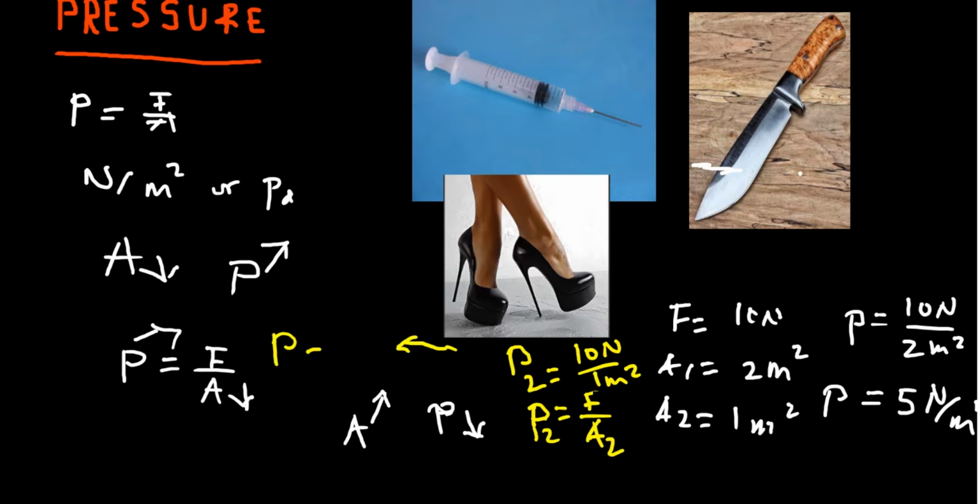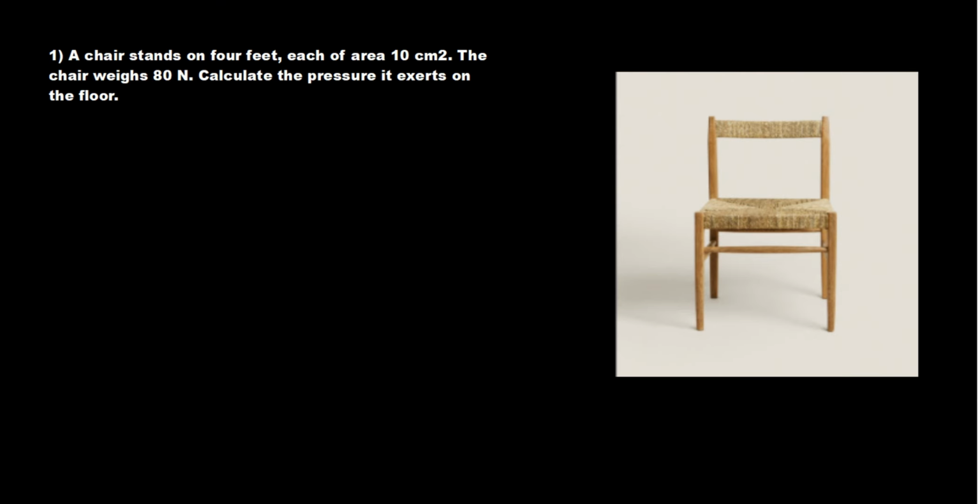Let's put the answer here. This P2 will be equal to 10 Pascal, which is evident, as this area increases, the pressure automatically will decrease.